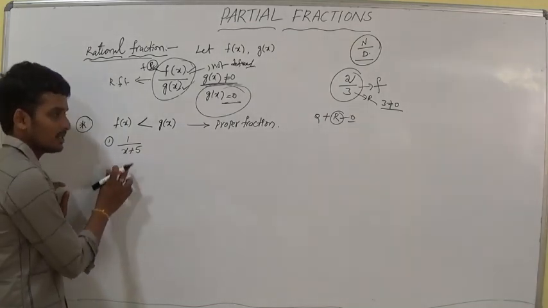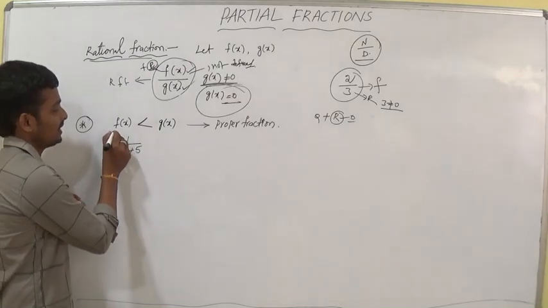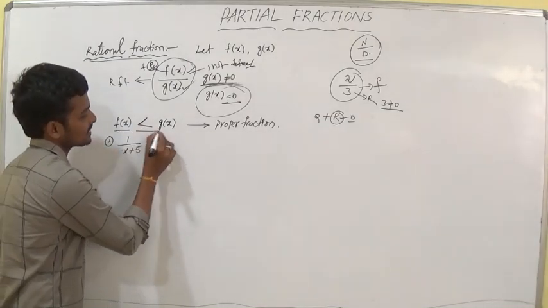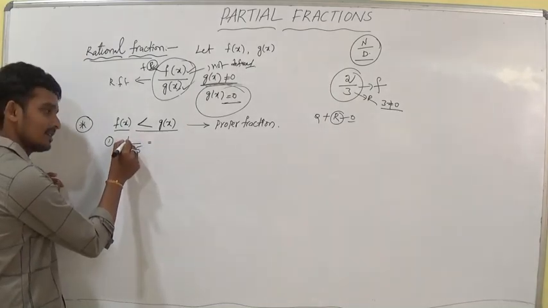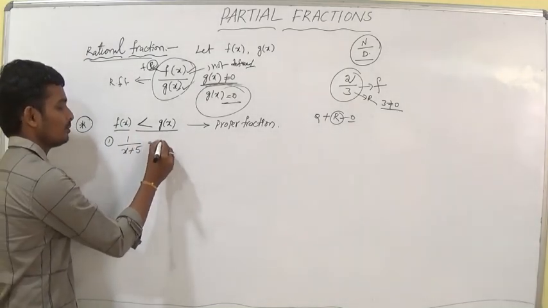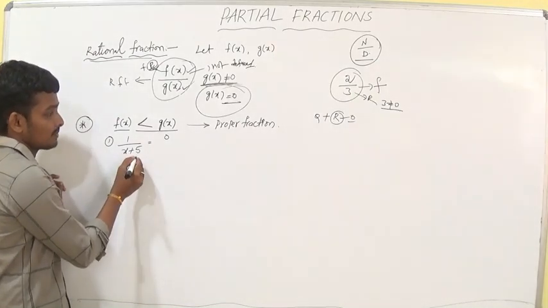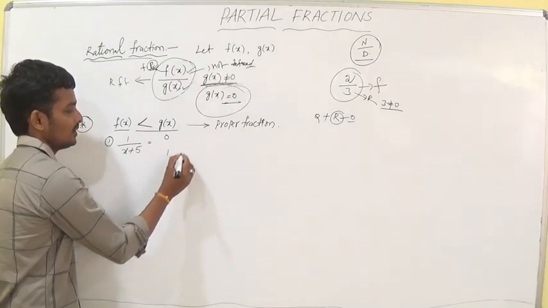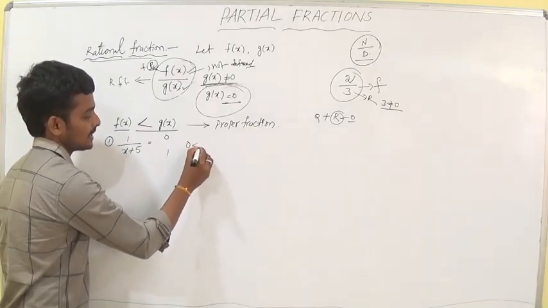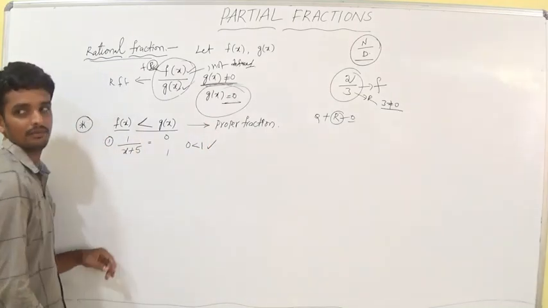Is this a proper fraction? What is the definition? The degree of f of x is less than the degree of g of x. What is the degree of 1? 1 is a constant term. Here the degree of the numerator is 0, and the denominator x plus 5 is g of x, whose degree is 1. So 0 is less than 1, so it is a proper fraction.